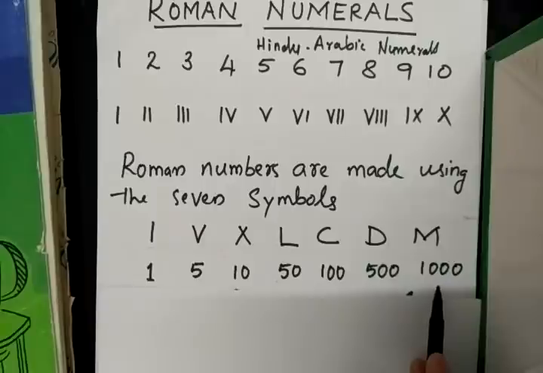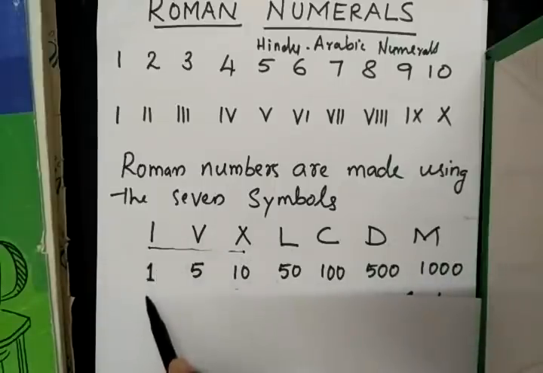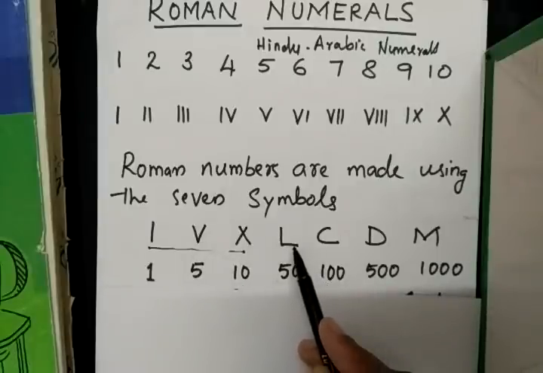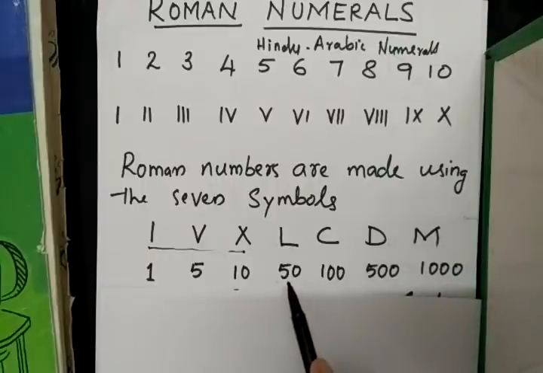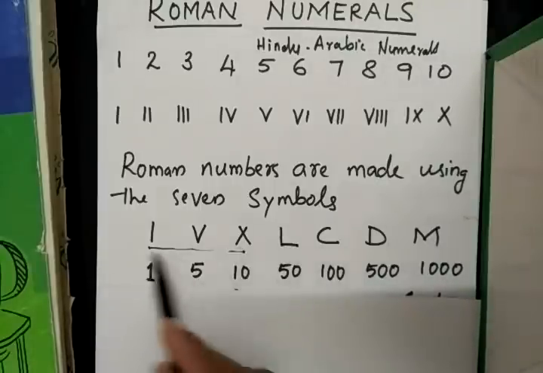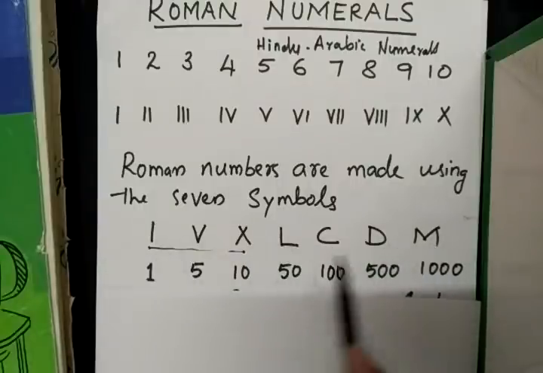These three, I, V, X, you already know: I is 1, V is 5, X is 10. The others, L, C, D, M, represent 50, 100, 500 and 1000 respectively. You have to memorize these. LCDM: 50, 100, 500, 1000.